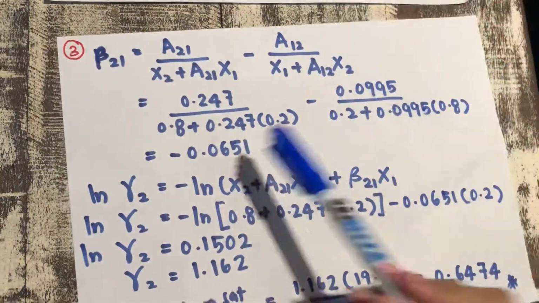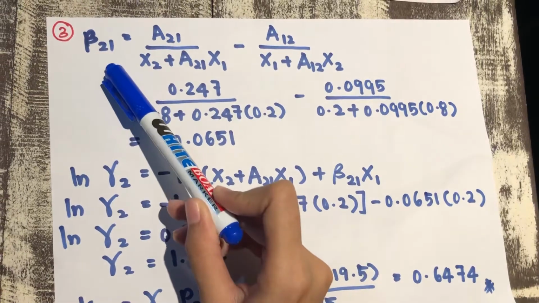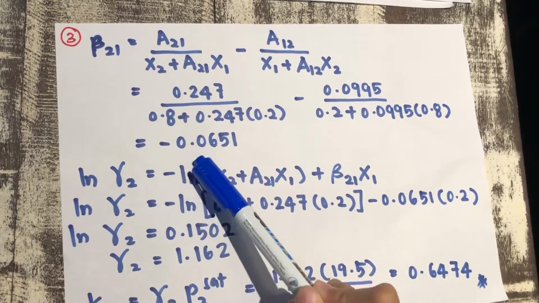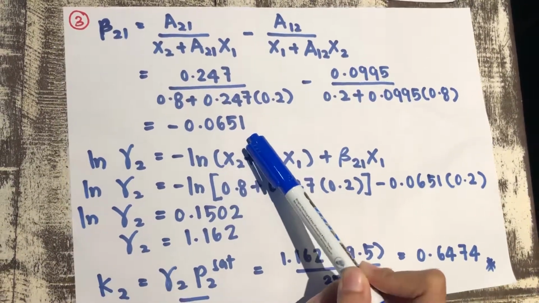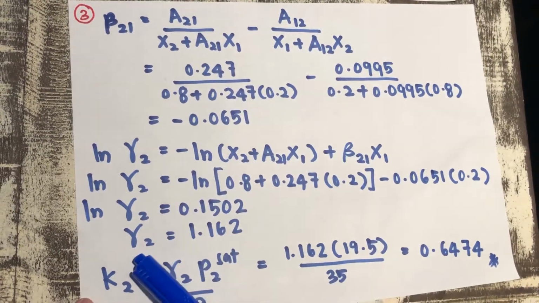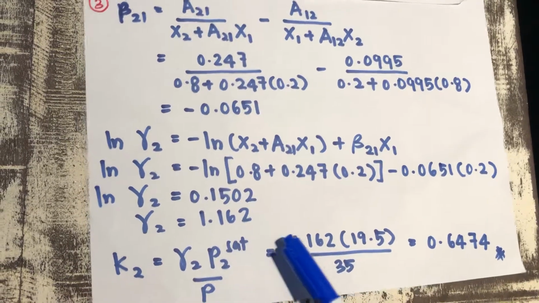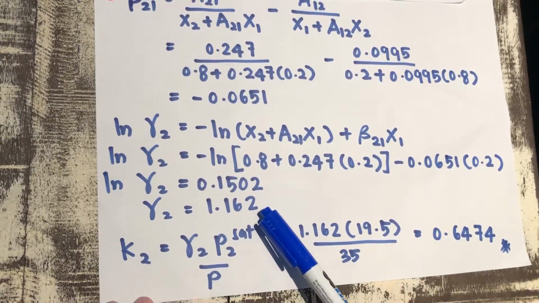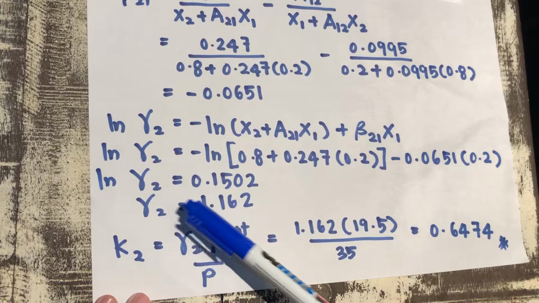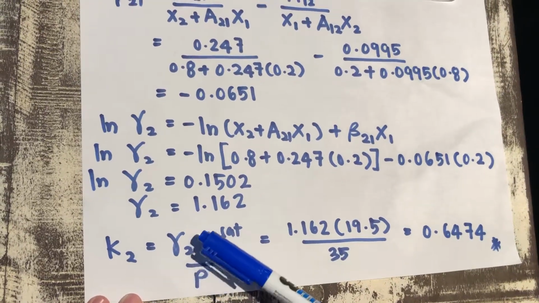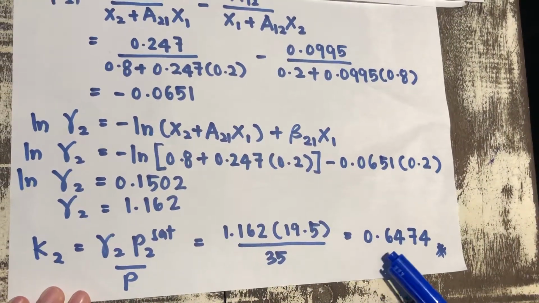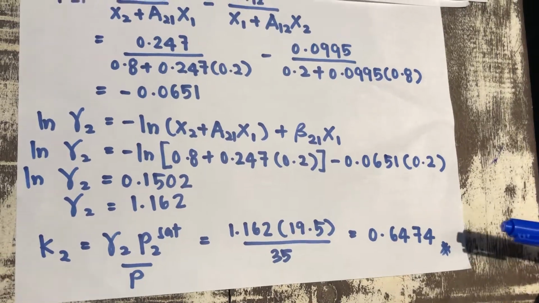Next, we calculate the value of beta 21 and we got the answer negative 0.0651, and just substitute the beta into the formula and we get the activity coefficient 2, which is equal to 1.162. So K2 we can calculate by substituting the value of activity coefficient 2 into the formula, which is gamma 2 P2 sat over P, and we get the answer equal to 0.6474. So this is the fraction of the feed.